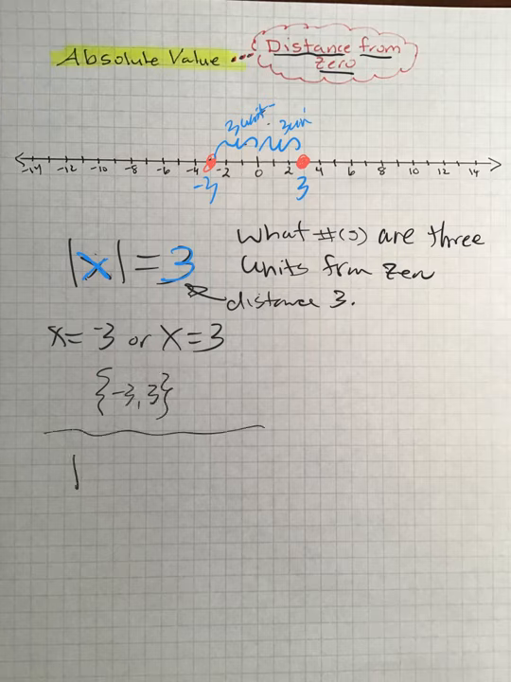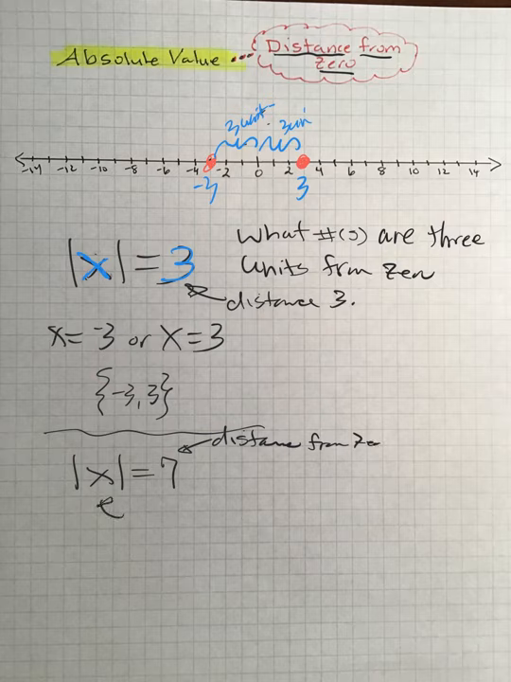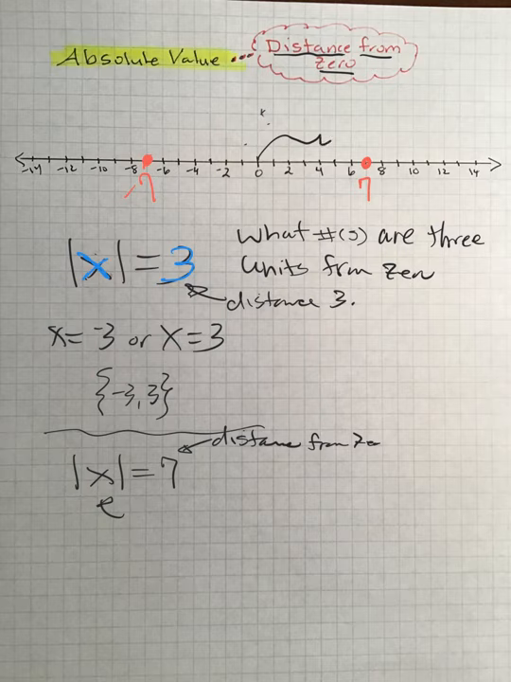And we could write the answer using what we call set notation. So if I say the absolute value of x equals 7, I am saying 7 is the distance from 0. And we're saying what number is 7 units from 0? So if I say you have to be 7 units from 0, couldn't you be standing over here at +7? And couldn't you also be standing at -7? Aren't both of those numbers 7 units from 0?